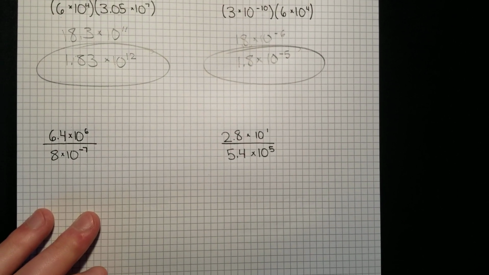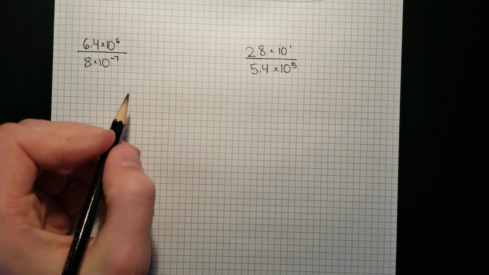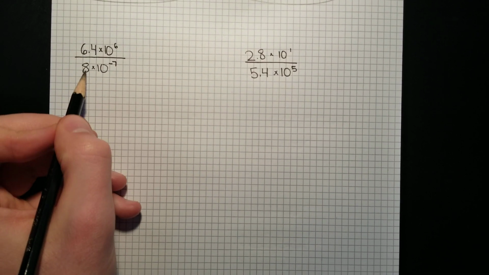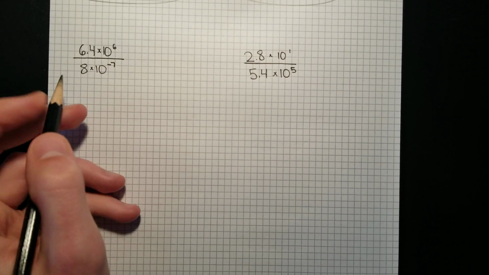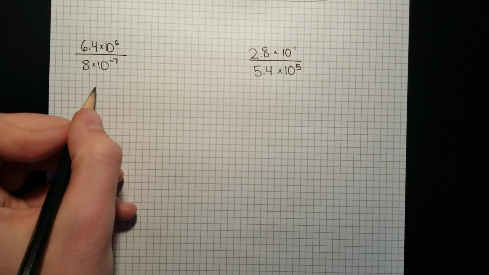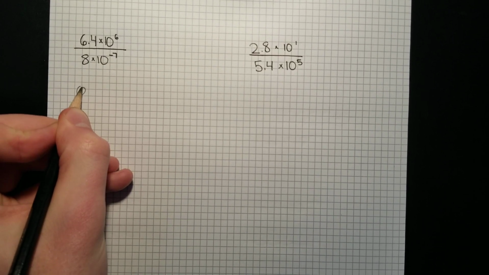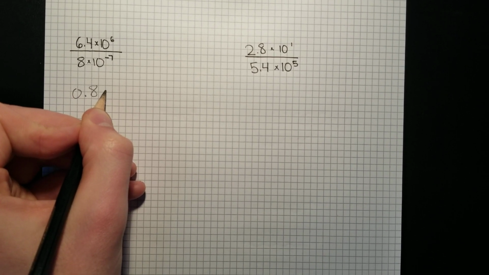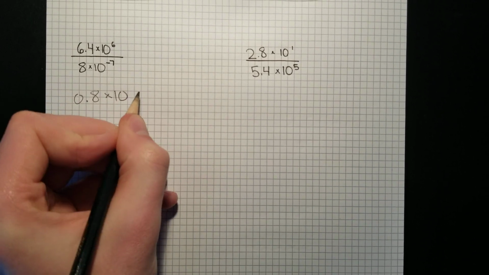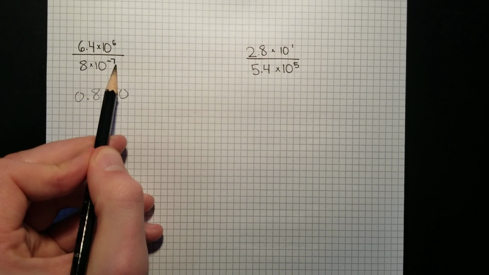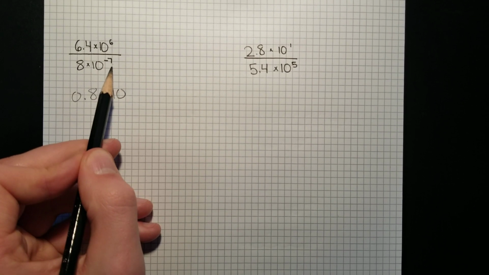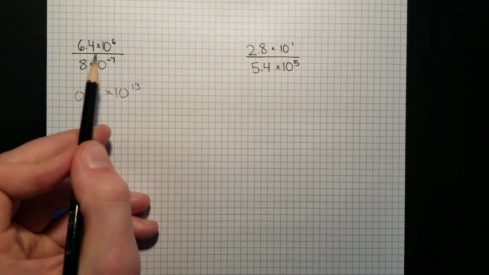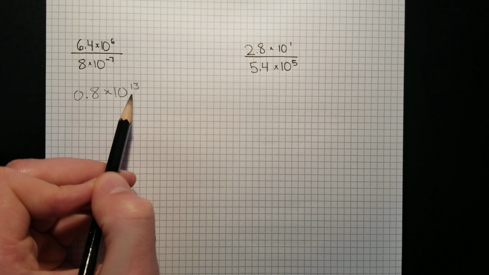All right. So after that, we'll move on to division. So again, the same process. We're going to deal with those numbers first, and then we're going to deal with the powers. So 6.4 divided by 8, that is going to be 0.8. You can do that on a calculator if you need to. And times 10 to the, remember, division rule is going to be subtraction. So 6 minus negative 7 is going to be positive 13. We're subtracting that negative, so minus negative 7 gives you addition 7.